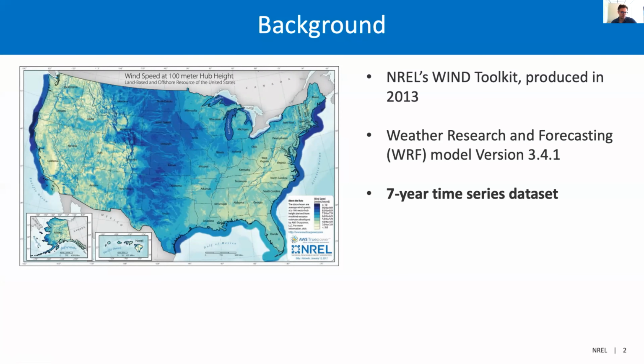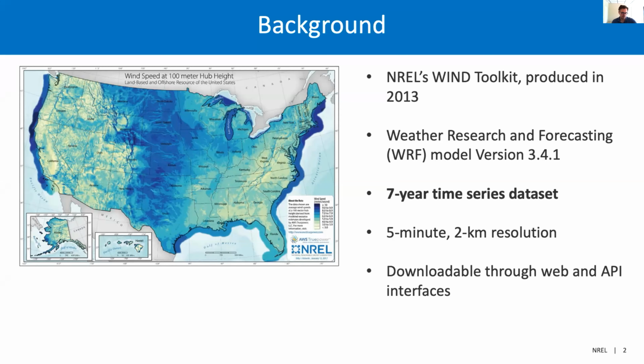Just a couple of details on the data set. It is a 7-year time series data set provided at 5-minute time resolution and 2-kilometer spatial resolution. Even now, 7 years later, I think it remains the best available public data set for wind resource assessment across the continental United States. The data is easily accessible through both web and API interfaces, providing wind resource data every 20 meters up to 200 meters above ground or sea.